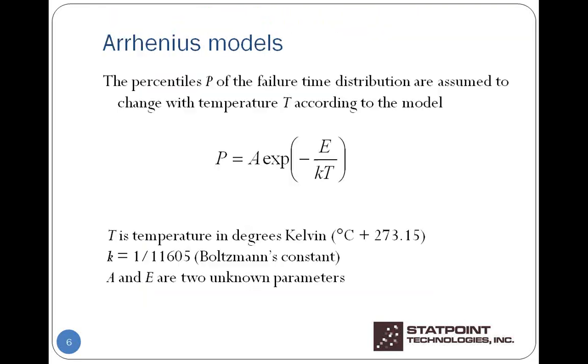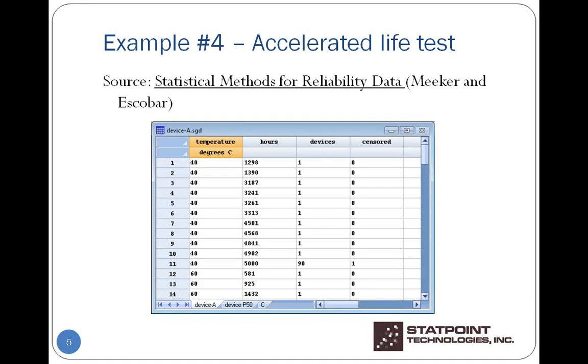For example, if I go back for a moment to this data set, you may see, if you look at the data set here, that there were a number of experiments done, a number of devices tested at 40 degrees centigrade. Actually, 100 devices. 10 of them actually failed. So I have a failure time of 1,298 hours, another failure time of 1,390 hours, and so forth. And the first 10 rows of the file have actual observed failure times.